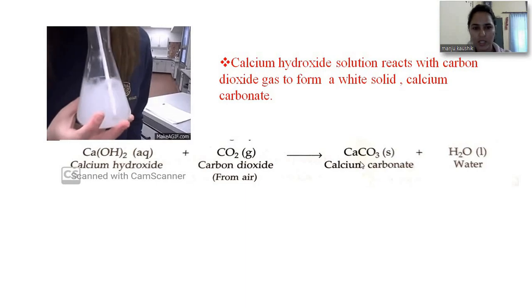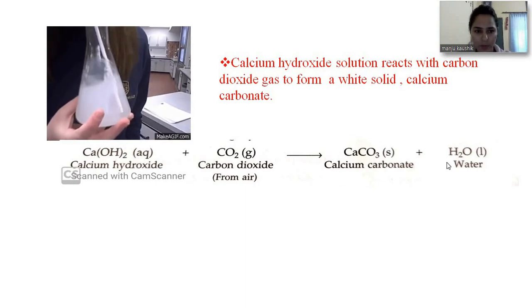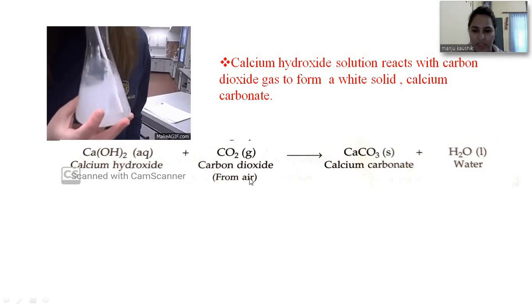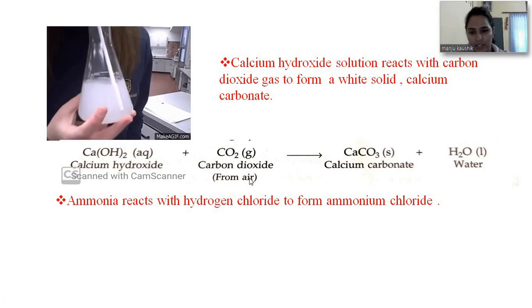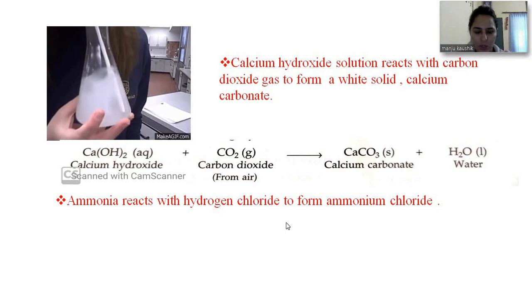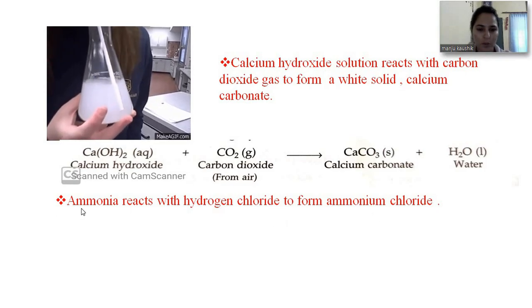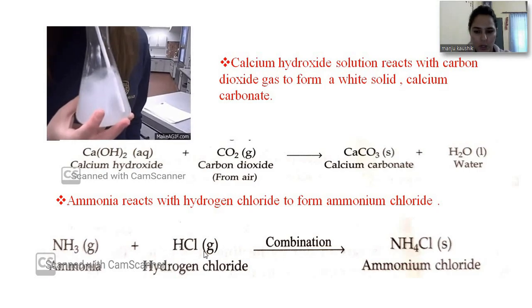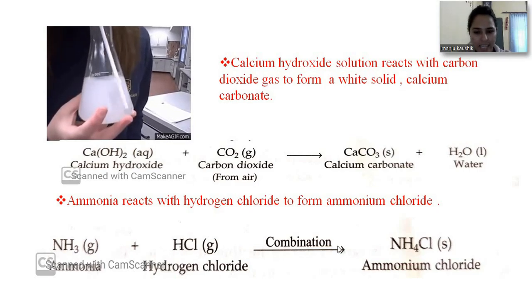So this is the white solid which is produced, and water. So this is another example of combination reaction. Let's do one more reaction. Ammonia reacts with hydrogen chloride to form ammonium chloride. Ammonia, which is NH3, reacts with hydrogen chloride, HCl, and they combine to form ammonium chloride, NH4Cl.